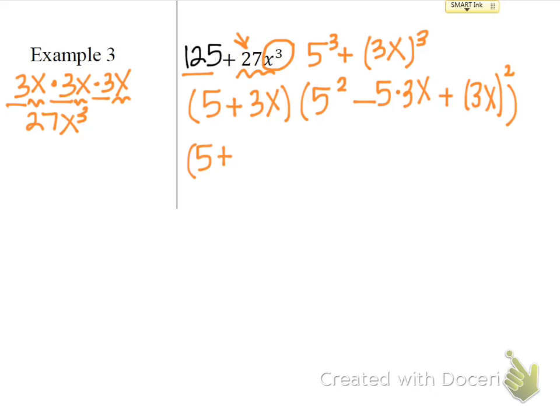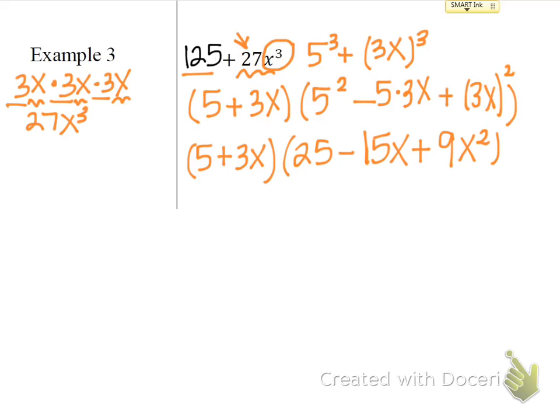So 5 plus 3x, and then let's do all of our multiplication at the bottom. 5 squared gives me 25, minus 5 times 3x is 15x, plus (3x) squared is 9x squared. And that's as factored as you can get, so that's going to be your answer.